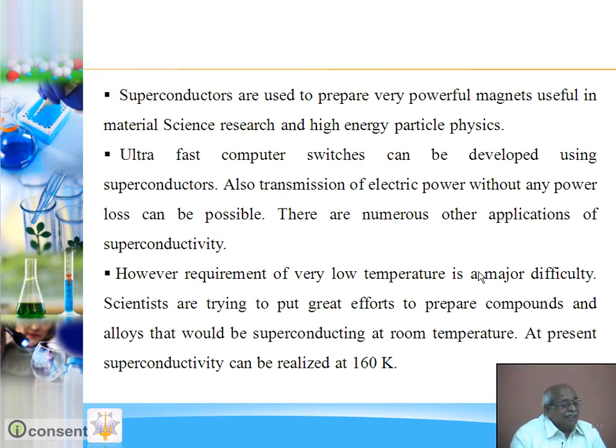Superconductivity has many applications, very useful applications. For power transmission from generating station to city, we use superconductor. There will be no loss of energy, no loss of electric power. Very useful. I have given here many applications. You can see easily. Very fast computer switches can be obtained with the help of superconductors. Very powerful magnets used for material science can be obtained using superconductor.